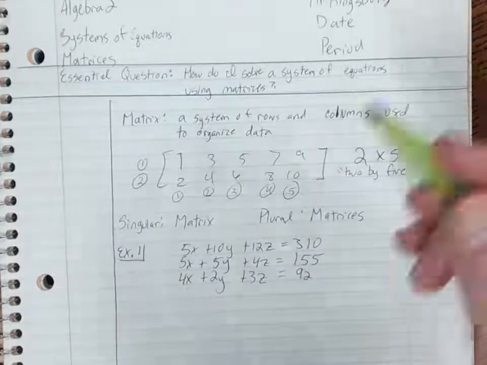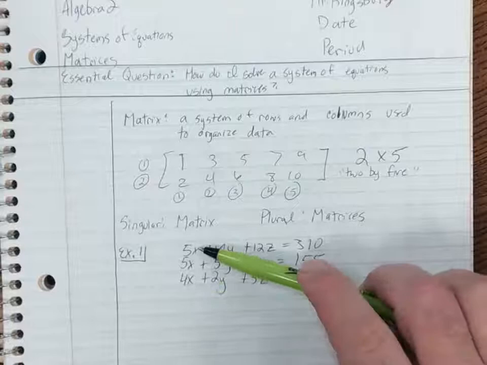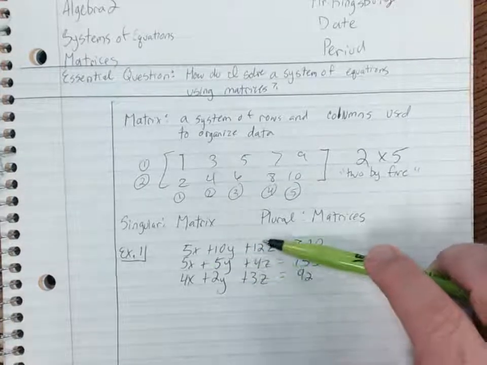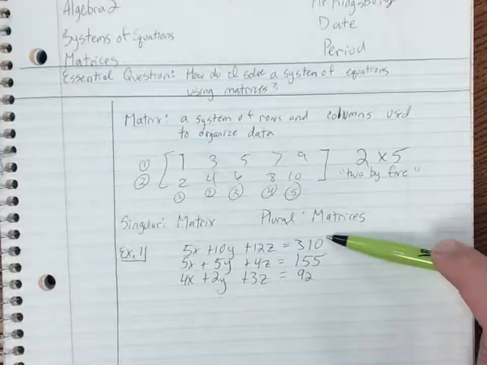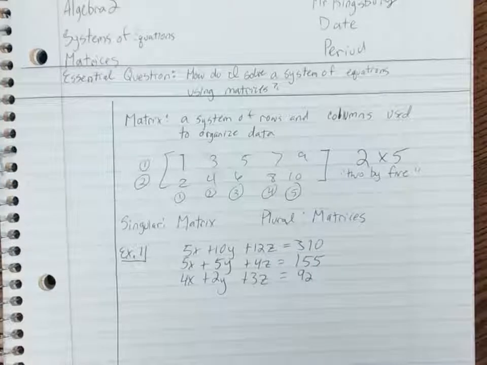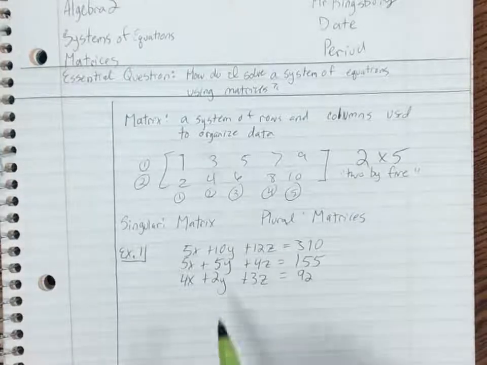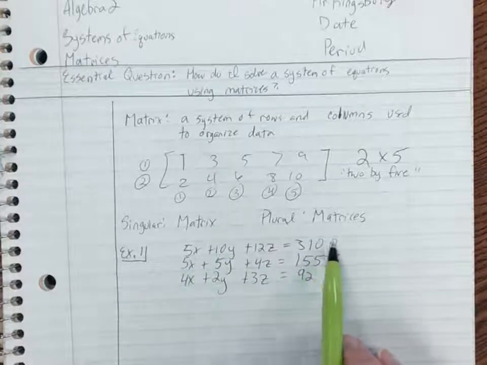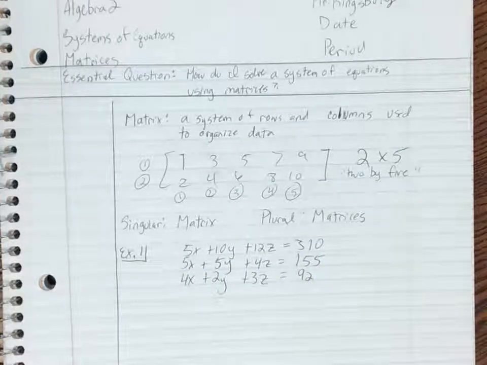The next thing I want to point out is I have listed all of the x's in a column, all of the y's in a column, all of the z's in a column, and all of the constants in a column. That is crucial. Everything that is the same type of term must be in a column, and everything that is in the same equation must be in the same row. If you start mixing things up, you will get the wrong answer.